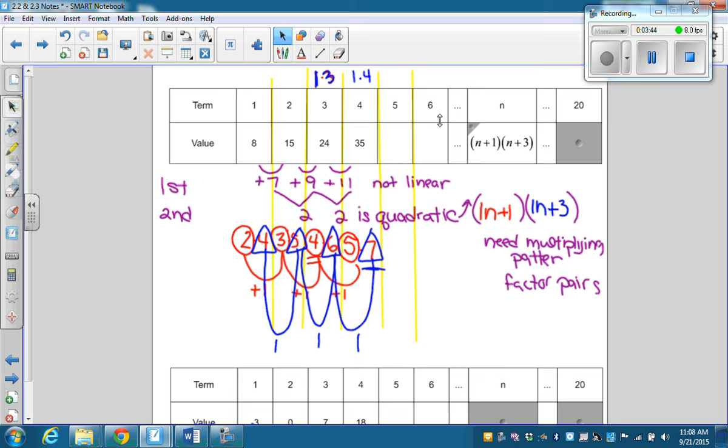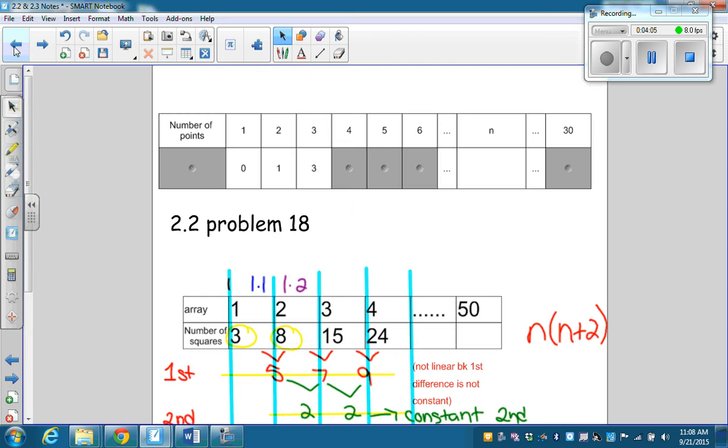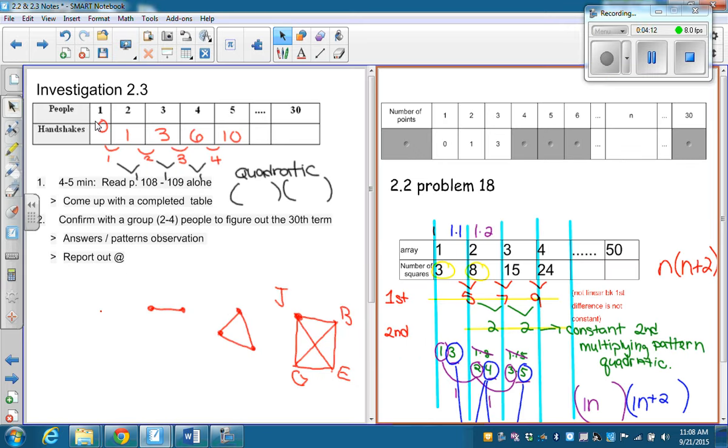Okay? And then if I plug in 20, it's going to be 21 times 23. And you guys can figure that out. Okay, here's the tricky thing. With the handshake problem and some other problems, let's go back to that handshake problem. This is actually the handshake problem. If you think about it, when you look at the model, see the numbers are the same, 0, 1, 3, 6, 10, 15. So this is the handshake problem.